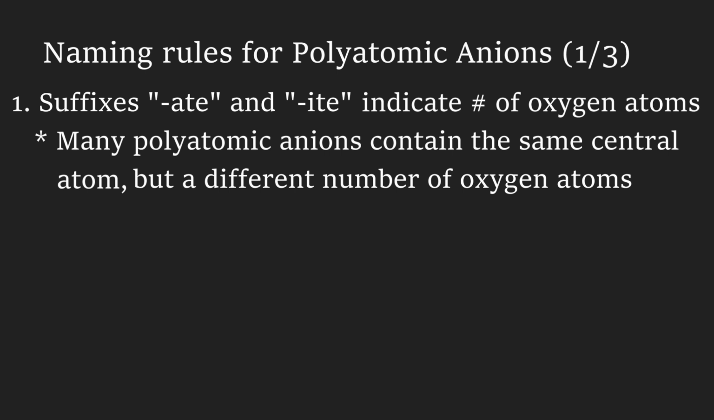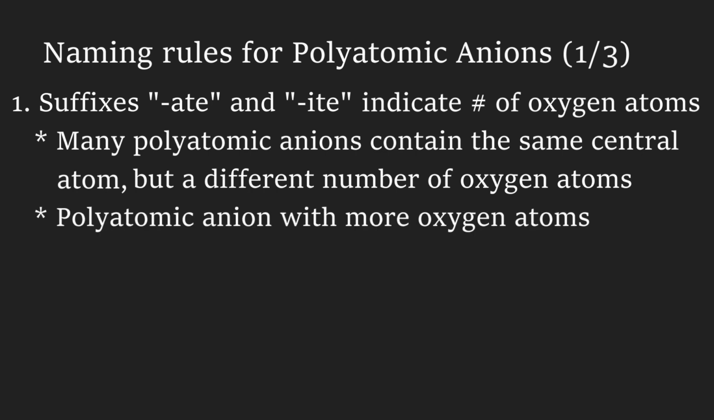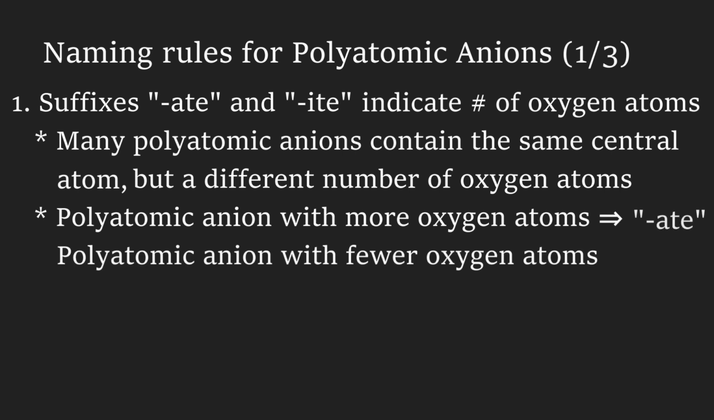Now, this has consequences for how the polyatomic anion is named. Specifically, chemists use both suffixes and prefixes to distinguish between different polyatomic anions in the same series. First, let's take a look at the suffixes that chemists use for this. The specific suffixes that they use are ate and ite. And the rule here is that the polyatomic anion that has more oxygen atoms gets the suffix ate, whereas the anion with fewer oxygen atoms gets the suffix ite.